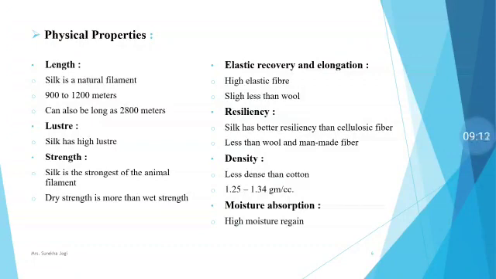Then moisture absorption: silk has high moisture regain. Due to this property, silk can be dyed and printed in brilliant colors. Then density: silk fiber is less dense than cotton, linen and wool. The density of silk is 1.25 to 1.34 grams per cc. This means silk has medium density, so the fabric is light in weight.